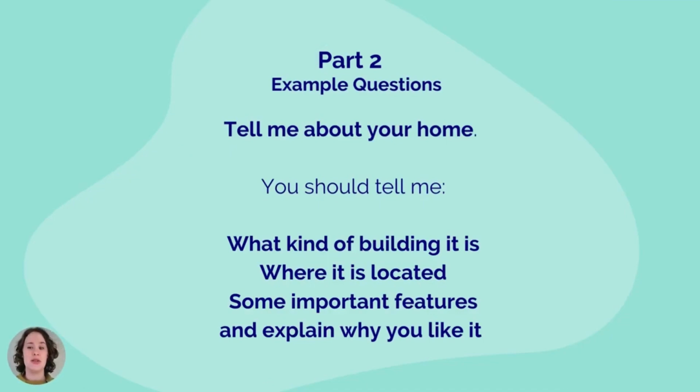Now, it's your turn. If you haven't already, please get a pencil and some paper and put down your 4 bullet points. Your question is, tell me about your home. You should tell me what kind of building it is, where it is located, some important features, and explain why you like it.